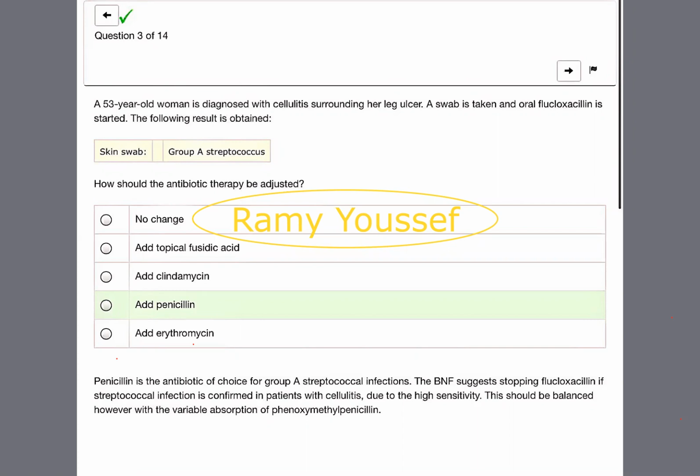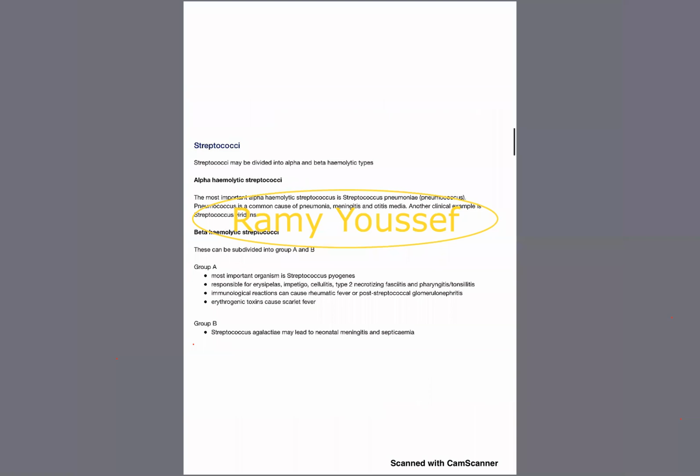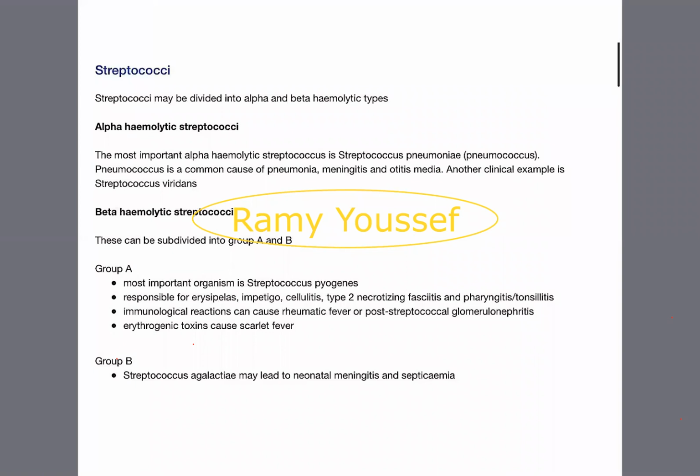As we said, the most common organism causing cellulitis is streptococcus, mostly group A streptococci or Streptococcus pyogenes. Group A, Streptococcus pyogenes, is one of the most common causes of cellulitis.